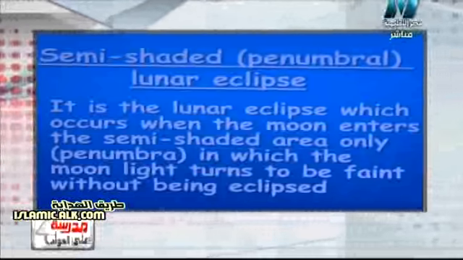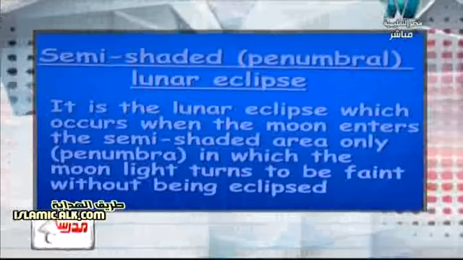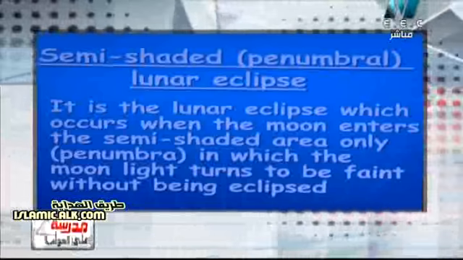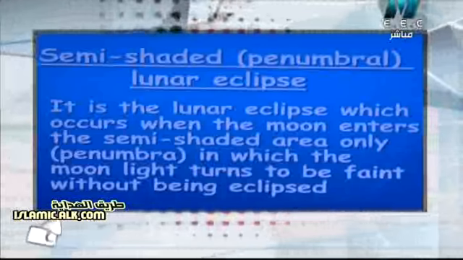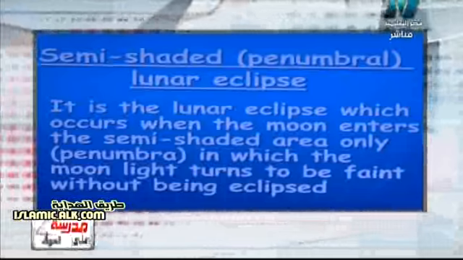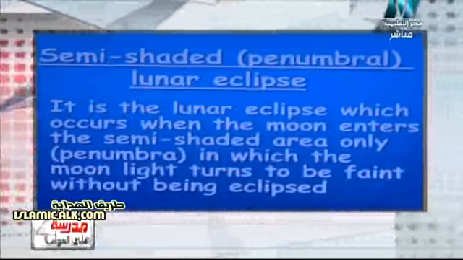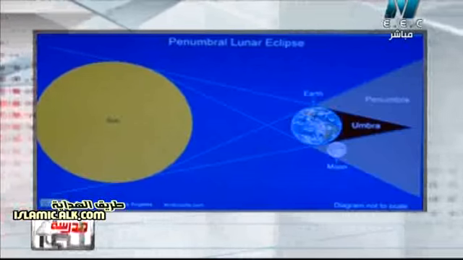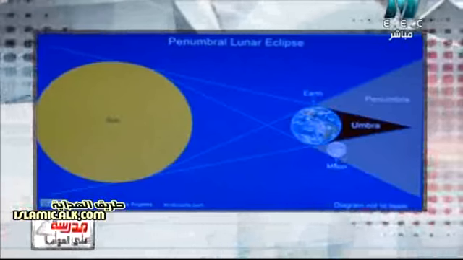Okay, so again it's a semi-shaded penumbral lunar eclipse. It's a lunar eclipse which occurs when the moon enters the semi-shaded area only, the penumbra area, in which the moonlight turns faint without being eclipsed. So that's the image of a partial or penumbral lunar eclipse, where all the moon entered the area we call penumbra. That's why we call it penumbral or semi-shaded lunar eclipse. And this is the image of the moon in this case.